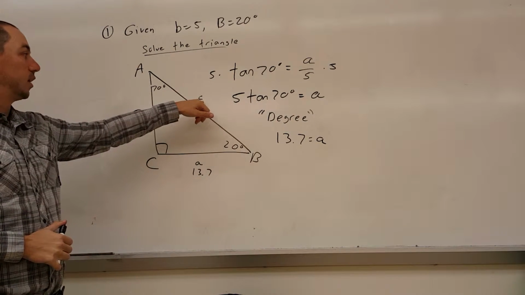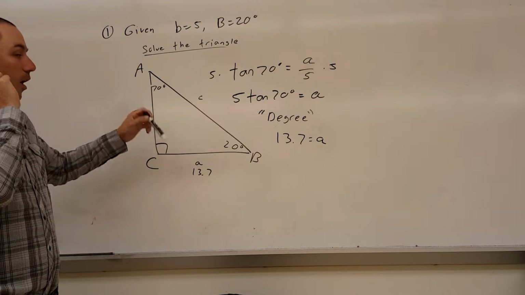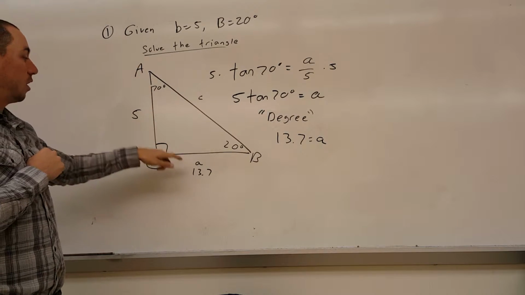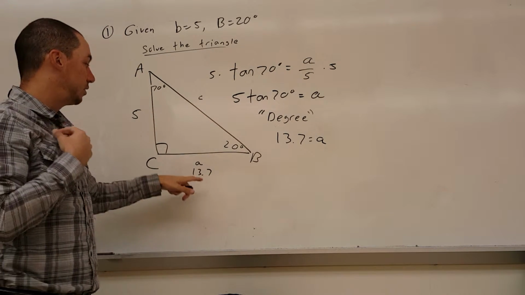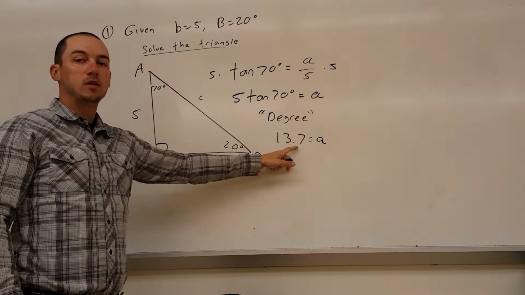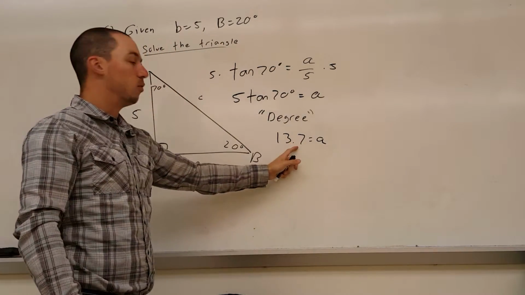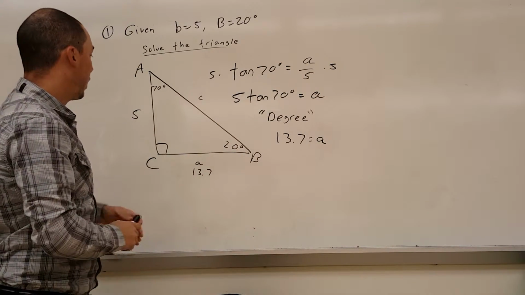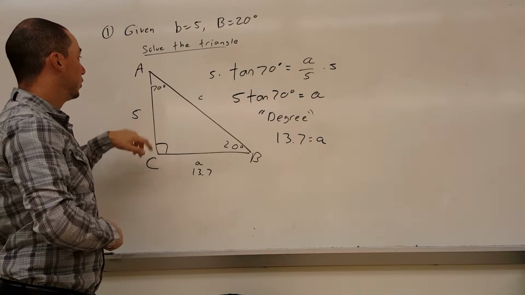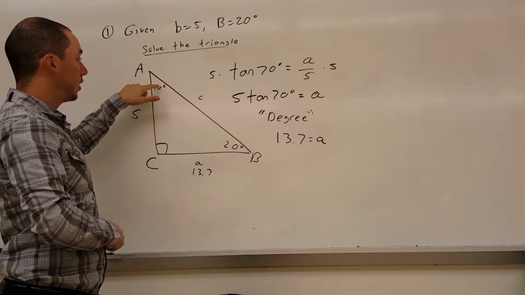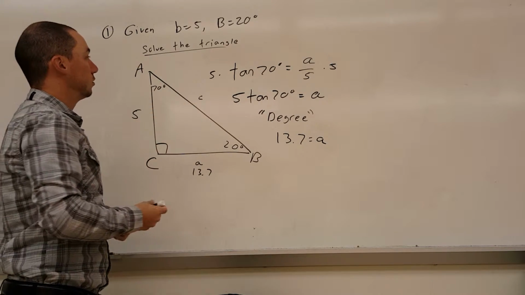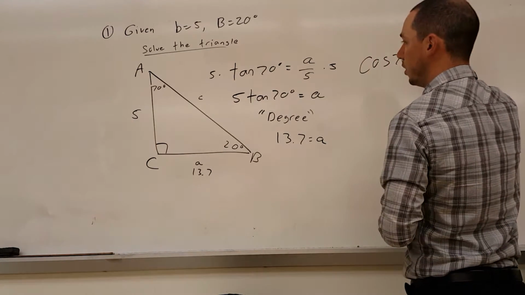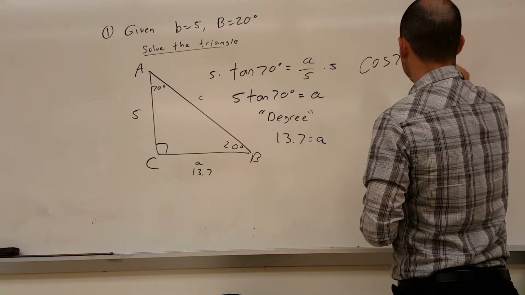Okay. Want to find side c now. Well, I could use angle A again and go sine. Sine of 70 is opposite over hypotenuse, but I don't really want to do that because this is an approximation. It wasn't really 13.7, it was a lot of decimal places, but I rounded to the tenths. So if I use this answer again, I'm going to create an even bigger round-off error. So I want to use a value that was given to me, exactly 5. So let's go cosine of 70. Cosine is adjacent over hypotenuse. Cosine 70 degrees is equal to adjacent, which is 5, over hypotenuse c.